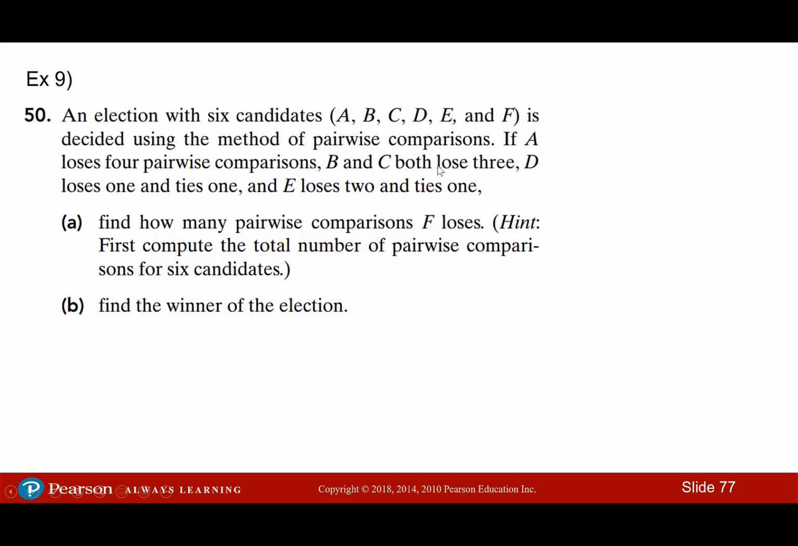If C and B lose 3 times, that means they won twice each. So B gets 2 points, C gets 2 points. D loses 1 time and ties 1. So loses 1, ties 1, that's 1.5 losses. That means it won 3.5 times. And E loses 2.5 times, so that means it won 2.5 times, because the total has to be 5 for each. There you go. I'm so sorry about that.